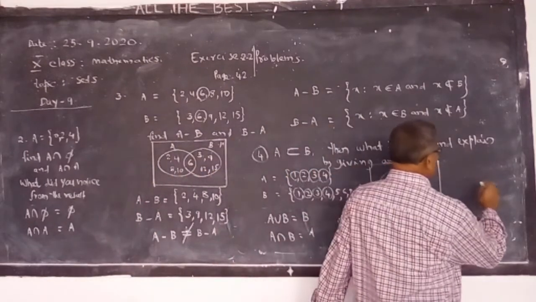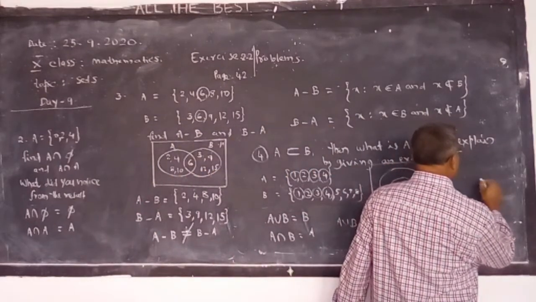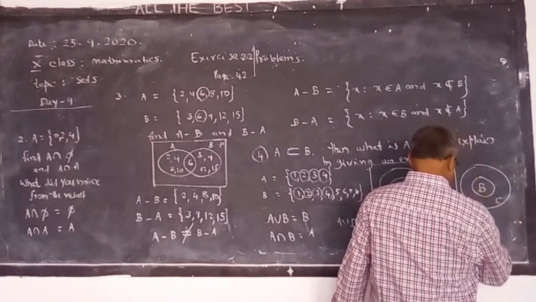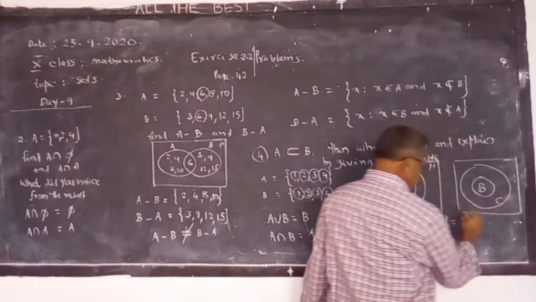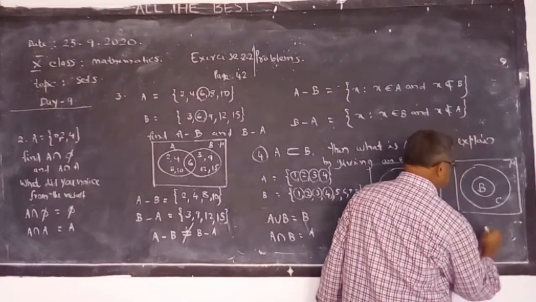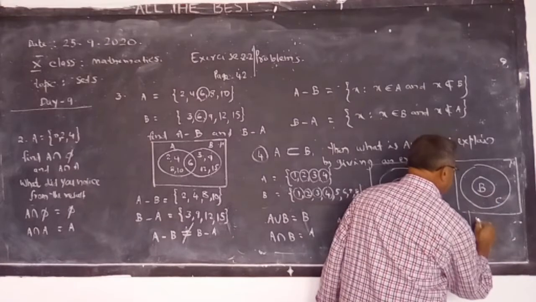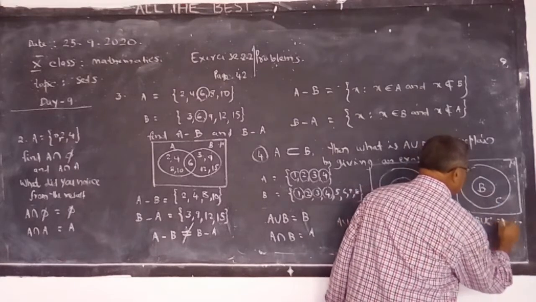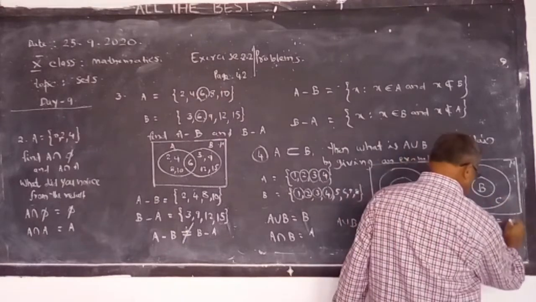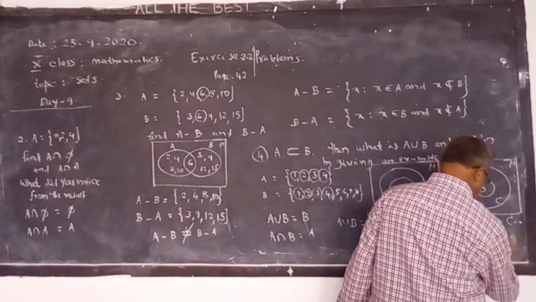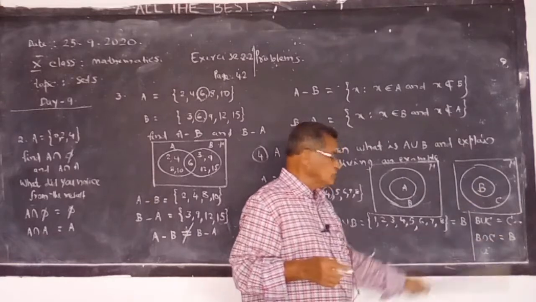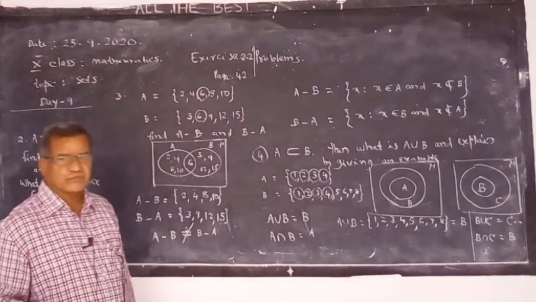Suppose I change the names. B is a subset of C. Then B union C is C, and B intersection C is B. Intersection means common elements. So this is the way of writing. Very important.